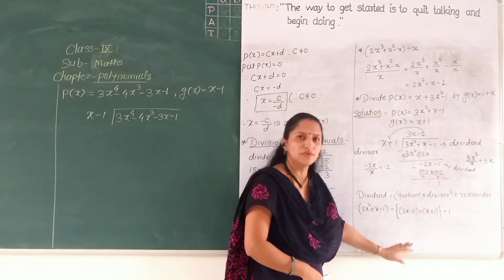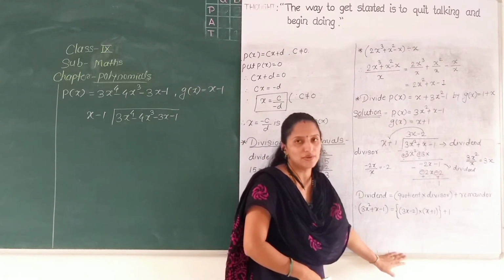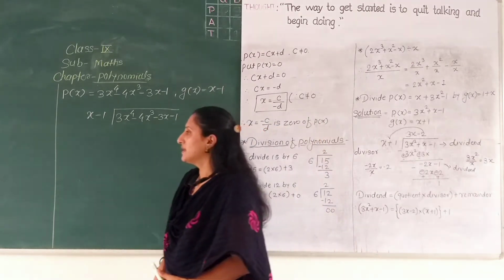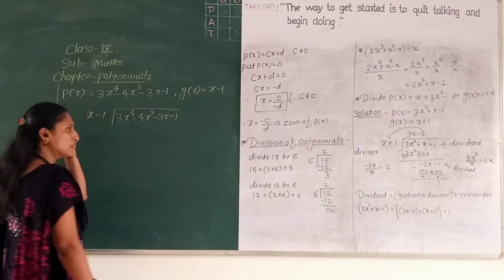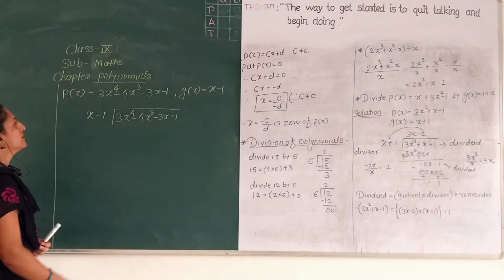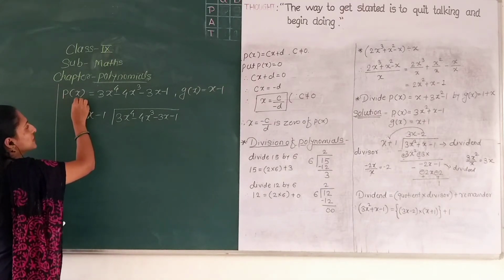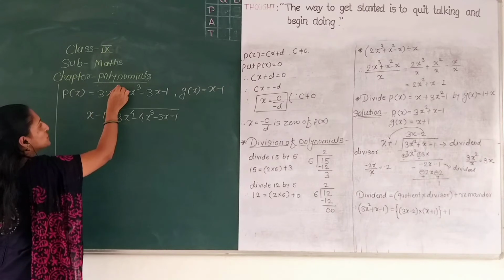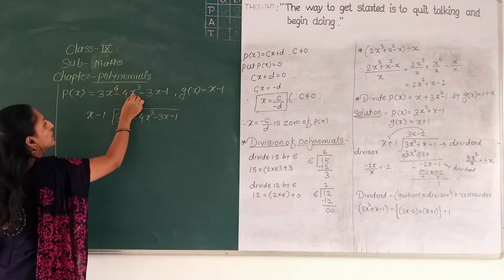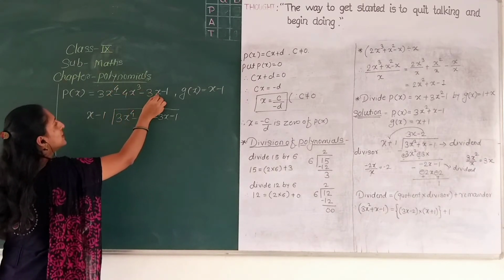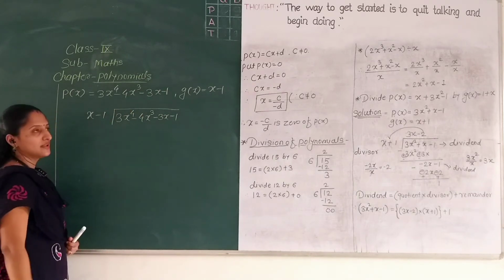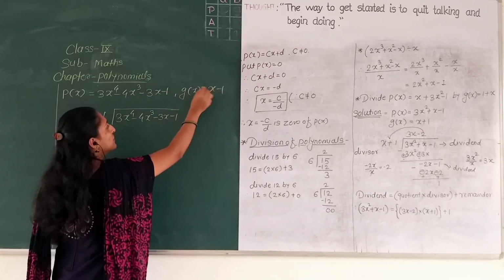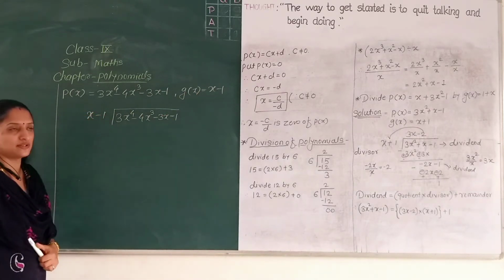Okay students, did you understand this? I will explain another example. Look carefully here. Here p of x is equal to 3x raised to 4 minus 4x cube minus 3x minus 1 and g of x is equal to x minus 1.